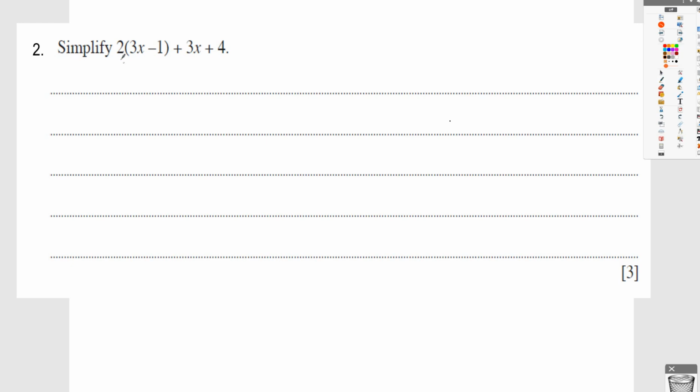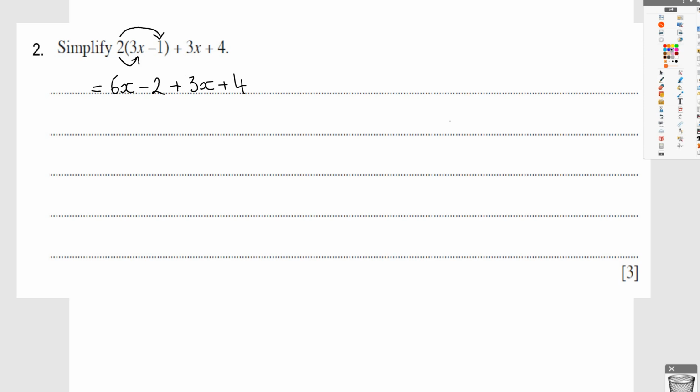Okay, so first of all, multiply everything that's inside the bracket by what's outside the bracket. So 2 times 3x is going to give us 6x. 2 times minus 1, a positive times a negative is a negative. 2 times 1 is 2. This plus 3x and plus 4 is not being multiplied by anything, so that will just stay as it is. You're going to get your first mark for that 6x minus 2.